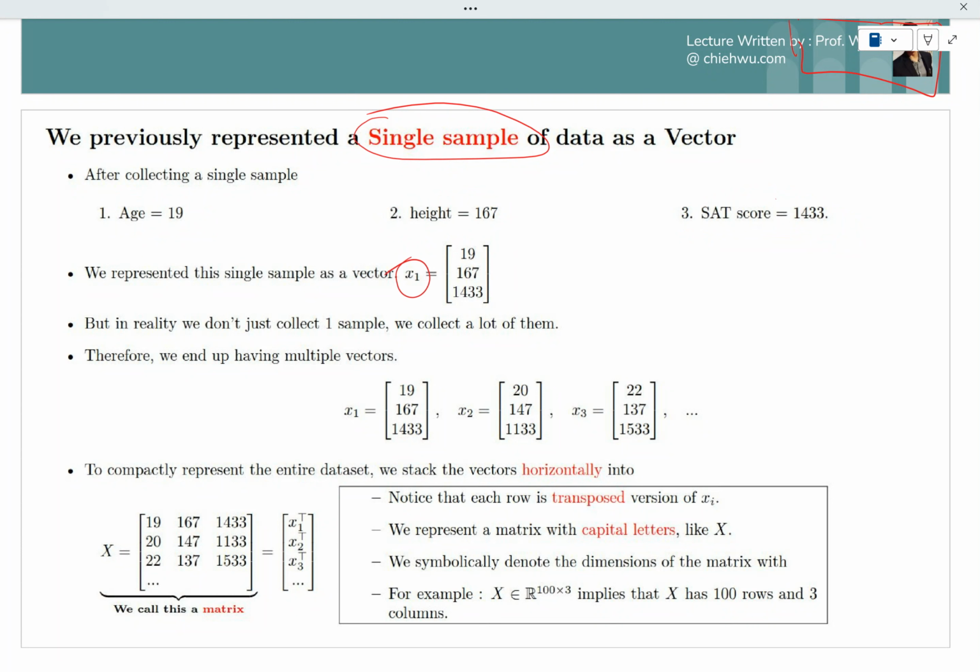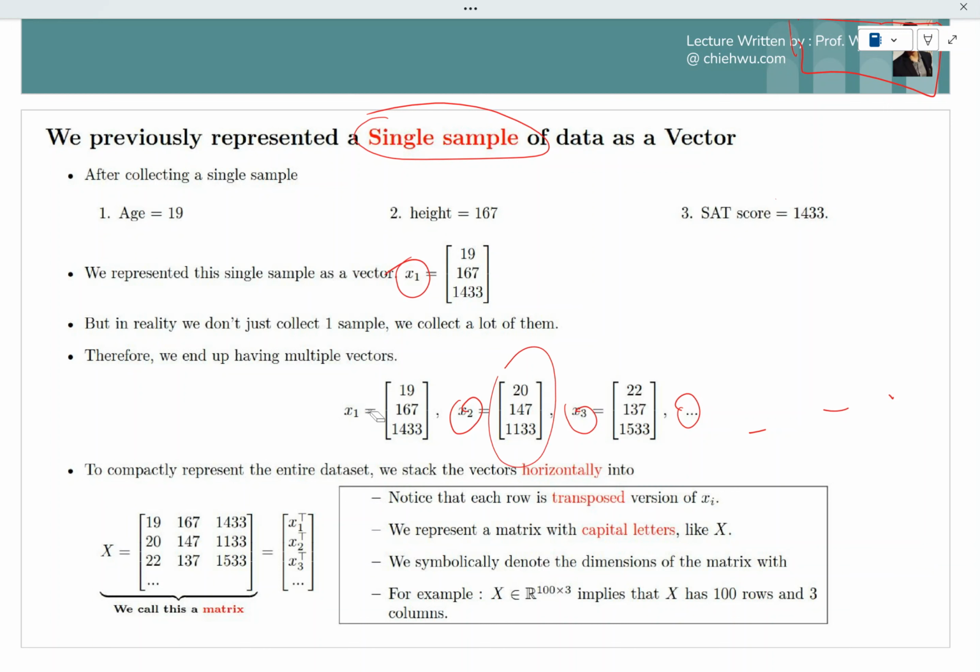Of course, in real life, you don't just ask one person. When you take a poll, you are asking a lot of people. So you end up with many, many vectors: x1, x2, x3, x4, and so on. Today we can have hundreds of thousands, millions, billions of data samples, and each sample is a single vector.